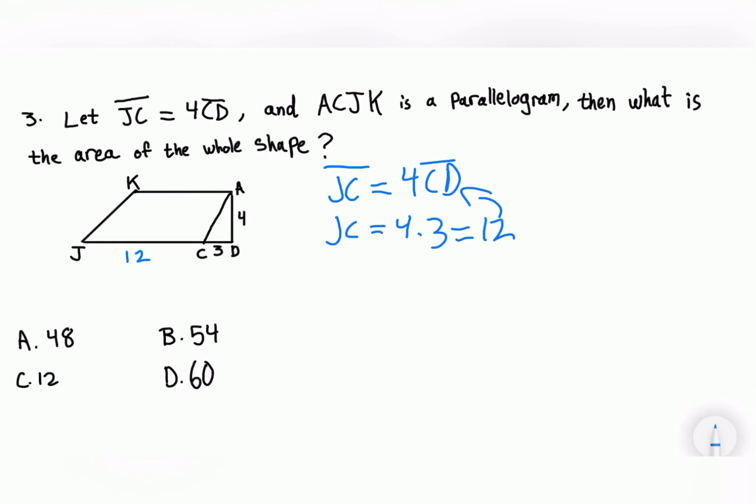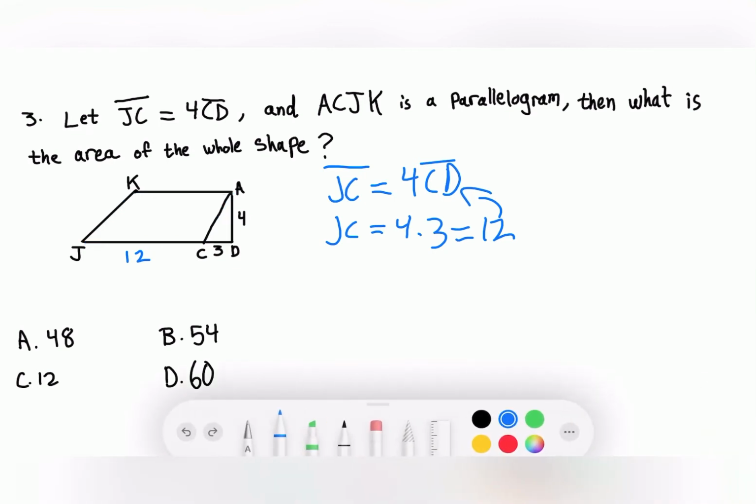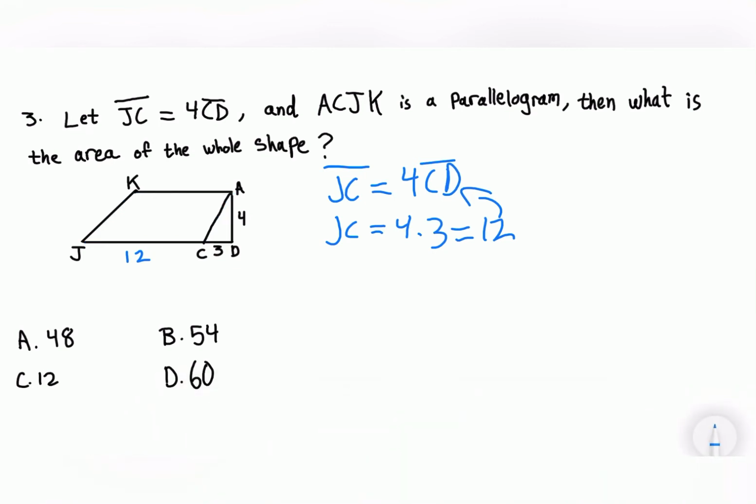Okay, next step. So now we're supposed to find the area of the whole shape. So finding the area of the whole shape, first we should find the area of the parallelogram, this alone, and then the area of the triangle, and then simply just add them together. That seems to be the more efficient way. So the formula for the area of a parallelogram is simply B times H. B times H is the area of a parallelogram.